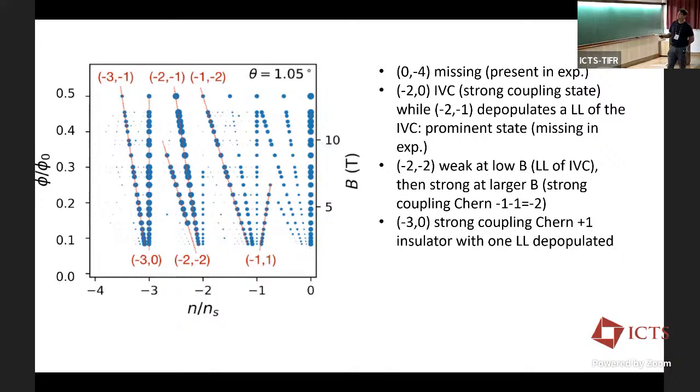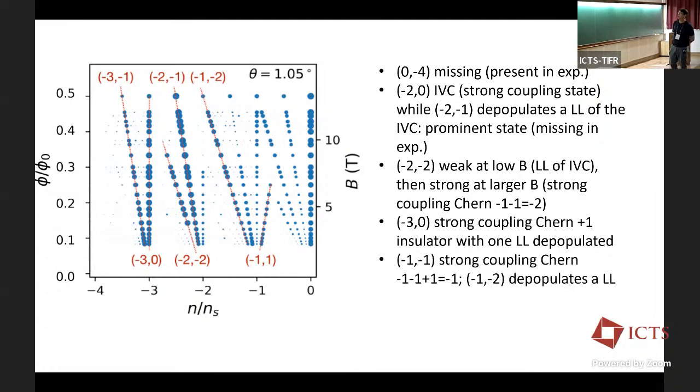At -3, 0, this state would correspond to taking a Chern +1 state and then with one Landau level depopulated. And then at, so I already told you what happens at -3, -1, that just corresponds to a Chern 1, strong coupling Chern insulator, and then -1, -1. So this is this line over here. Okay, that would also correspond to a strong coupling Chern insulator. And the way you get that is you populate 2 Chern -1 bands and 1 Chern +1 band. Similarly, -1, -2 is a depopulation of a Landau level.